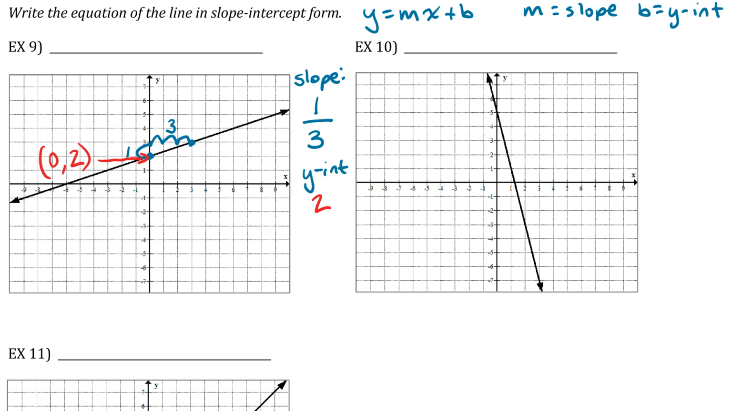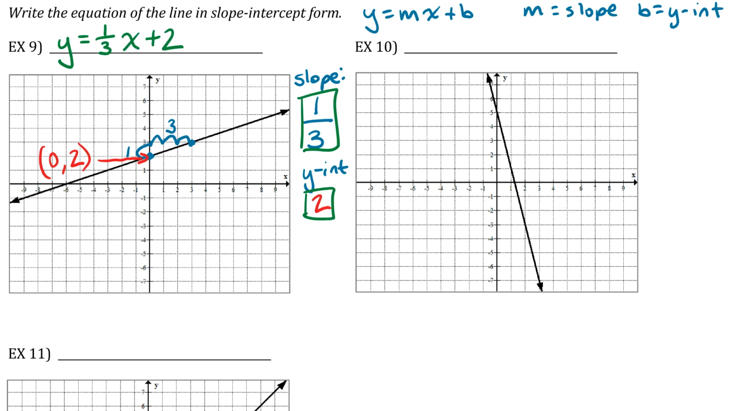Alright, so once we have those 2 things, we just need to put it into y equals mx plus b. So we're going to have y equals, m is our slope, so that was right here, 1/3 x plus b, which was our y-intercept, which we said was 2. And that's it. We're done.